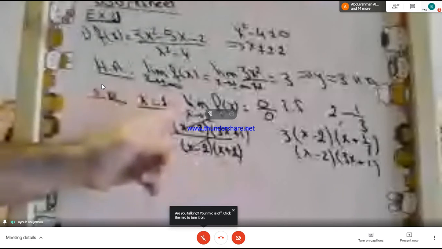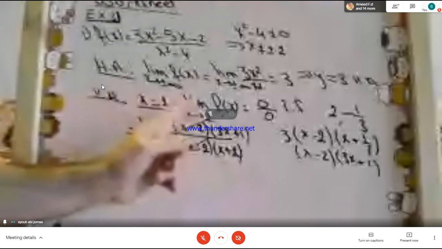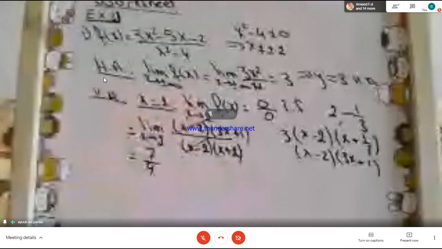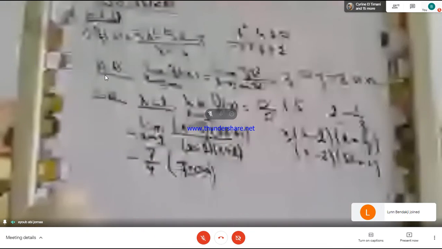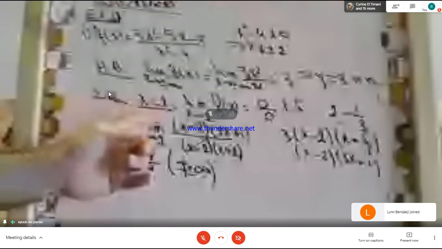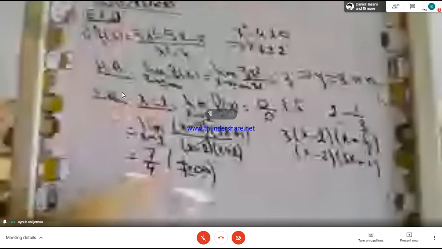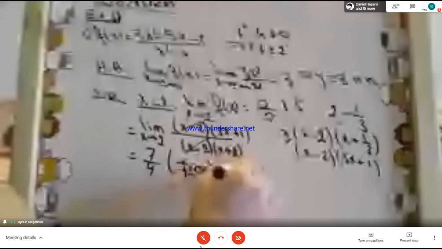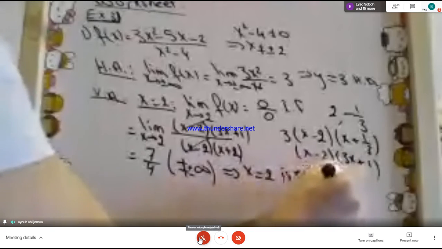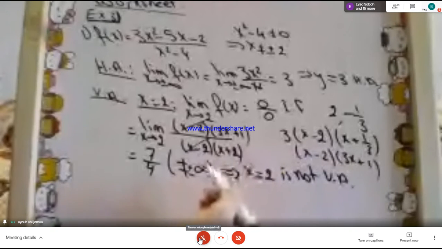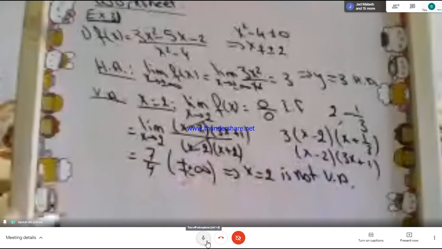Which is not infinity. The limit as x approaches 2 is not infinity, not positive infinity, not negative infinity. So it means that x equal 2 is not a vertical asymptote. The line of equation x equal 2 is not a vertical asymptote. In fact, it is a hole in the graph.